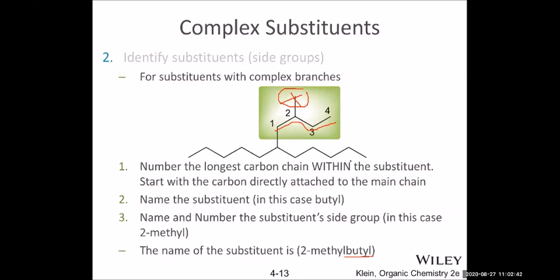Position 2 has a methyl, so 2-methyl. This will be a complex group. So in the actual naming, we put the name of a substituent, which is a complex substituent, inside parentheses. And then finally, we decide which location in the ultimate parent has the substituent.